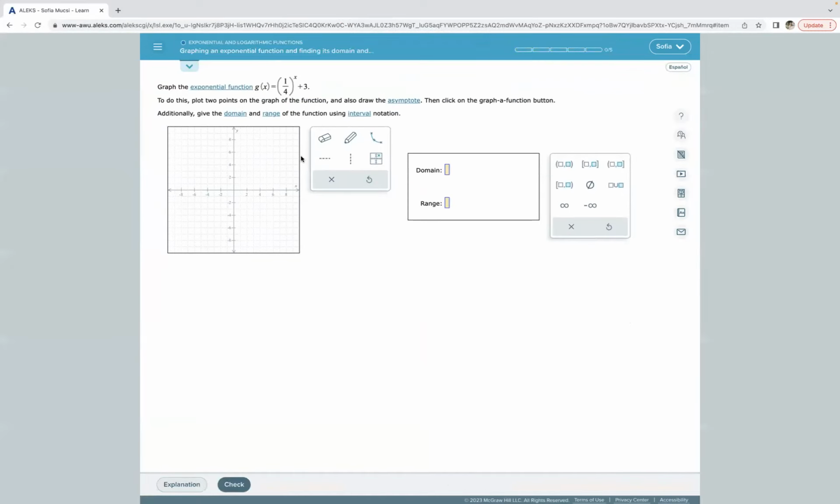Okay, yeah, I did also get kind of stuck on these graphing ones. This one's got the added domain and range. Right. So, which to talk about.